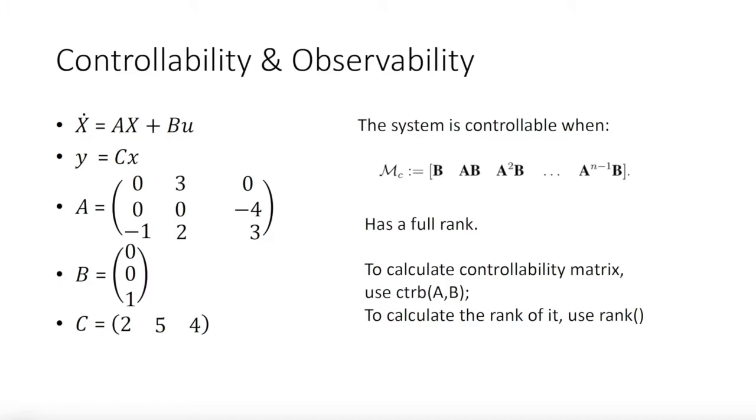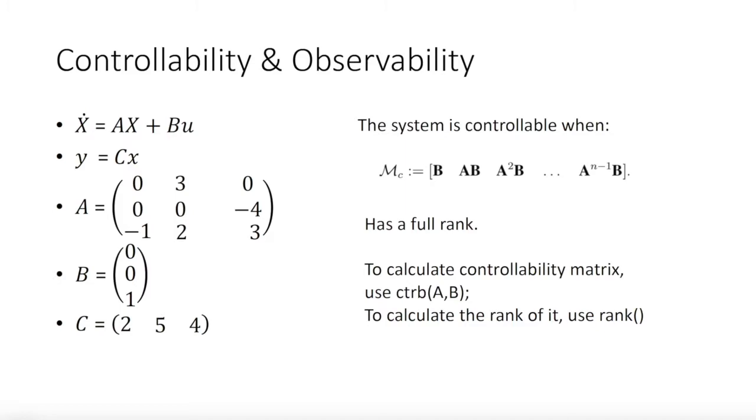The next concept is the controllability and observability of a system. Consider the system x dot equals A times x plus B u, and y equals C times x. For controllability, we should construct a controllability matrix, which is B, AB, A squared B, and so on up to A to the n minus 1 times B, where n is the dimension of the n by n matrix A, and B is an n by 1 input matrix. If this controllability matrix has full rank, then our system is controllable. If it is not full rank, the system is not controllable.